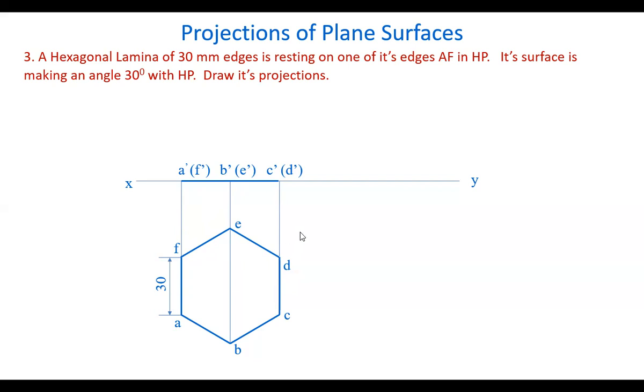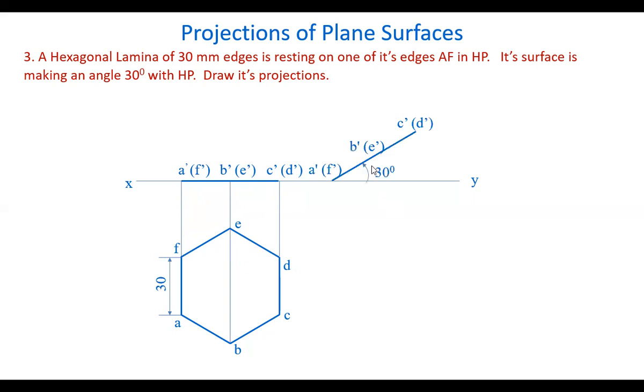Now, its surface is making 30 degrees angle with HP. I will lift this upwards like this. Okay, because here it is mentioned AF edge is in the horizontal plane. We must keep this AF on the horizontal plane itself. So that's why we will lift this side CD upwards like this. When you lift this CD upwards and show the 30 degrees angle here, this is it.